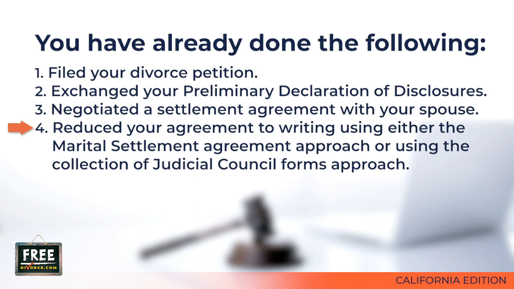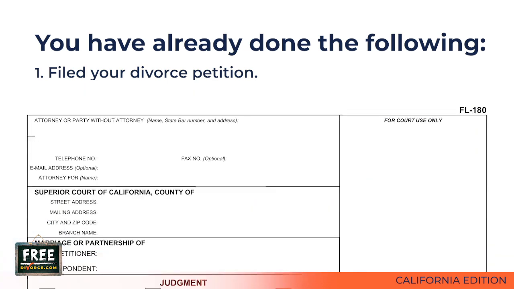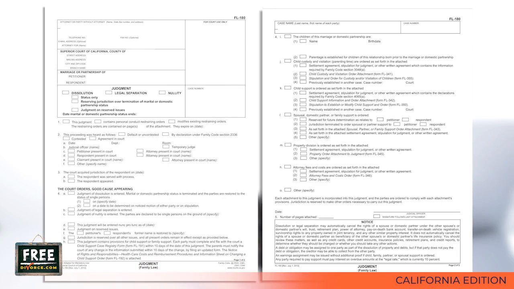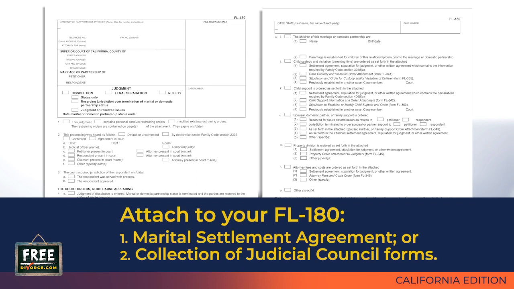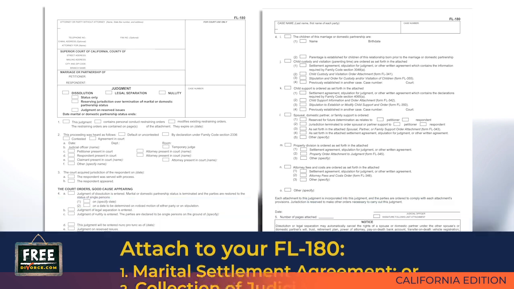Now it's time to prepare your judgment for dissolution using the judgment form, FL180. Ed, tell us about the FL180 form. Your judgment of dissolution will consist of a two-page court form called Judgment, which is the FL180. You will attach to that form either a signed marital settlement agreement or the collection of the Judicial Council court forms discussed in the last video dealing with property division, child custody, child support, and spousal support.